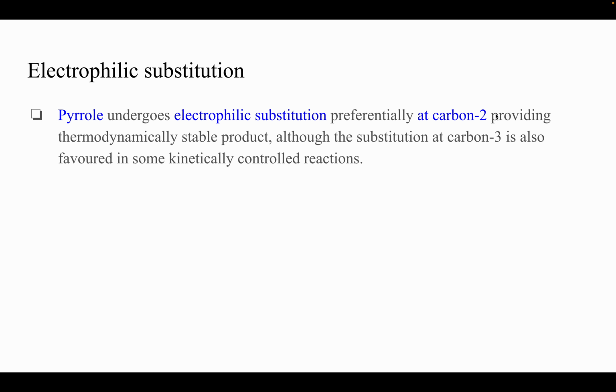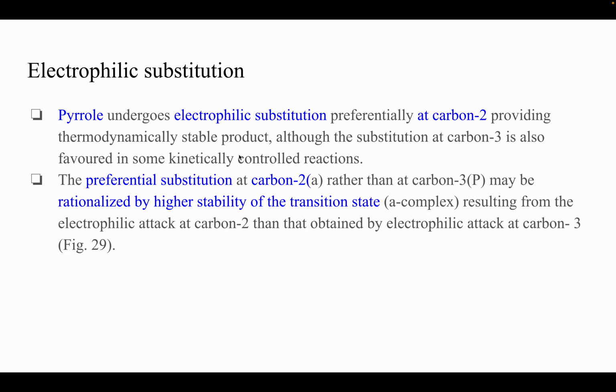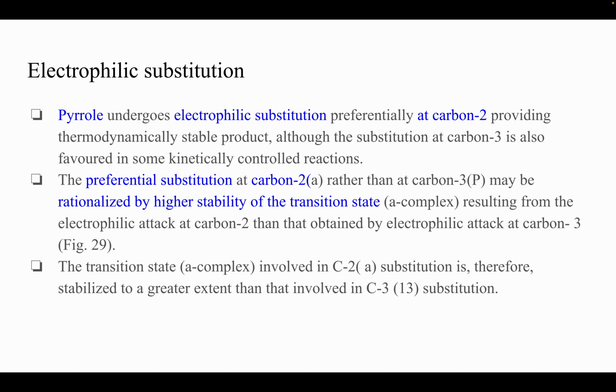So there are two chances that it will be substituted at the second or third position, but the substitution occurs preferentially at carbon number 2, because if you compare 2-substituted pyrrole and 3-substituted pyrrole, 2-substituted pyrrole is thermodynamically stable. That's why it is preferred, and it can be rationalized by looking at the stability of the transition state. The 2-substituted products have higher stability of the transition states, hence they are preferred. So remember just one thing: electrophilic substitution in pyrrole will occur at the second position.